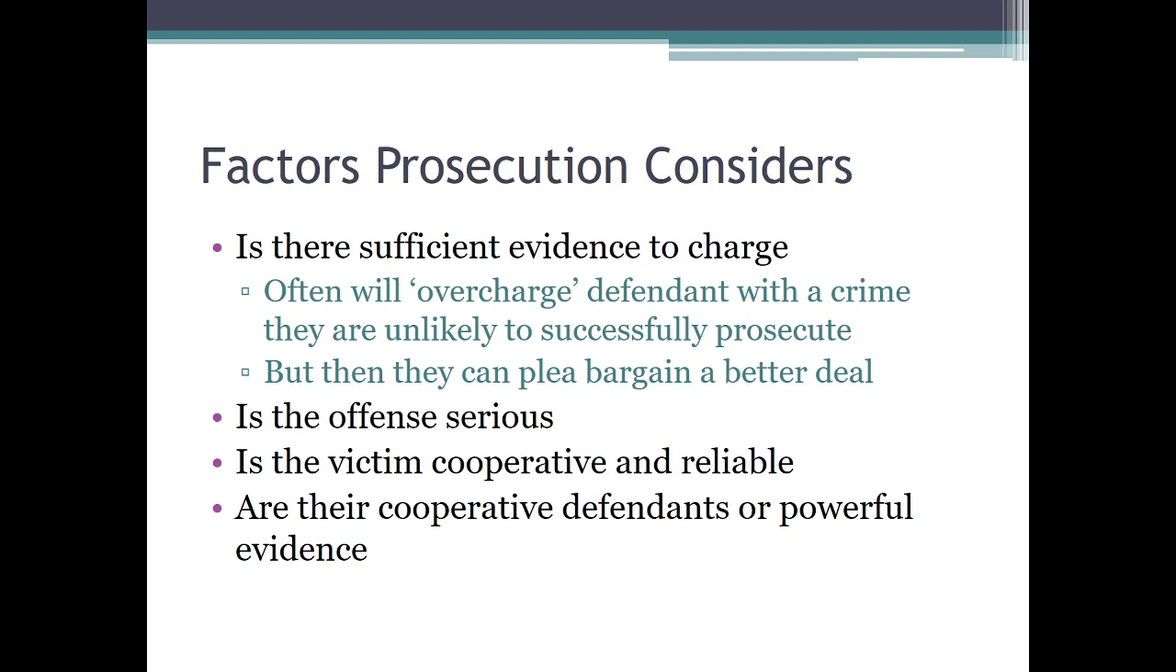So they will look, okay, what's the victim like? Are they a reliable victim? Are they cooperating? Are they, and the term is attractive, and I don't mean that in the physical sense, but is it a victim that people will feel sympathy for? And how cooperative are the defendants? Or how powerful is the evidence they have? Do they have a videotape of the attack? Well, that's great. Do they have the eyewitness only from one drunk who was on meth who also saw a dragon? Well, that's pretty weak evidence.